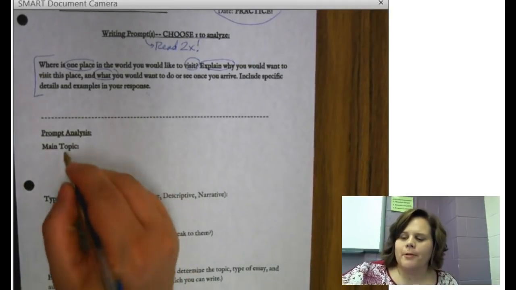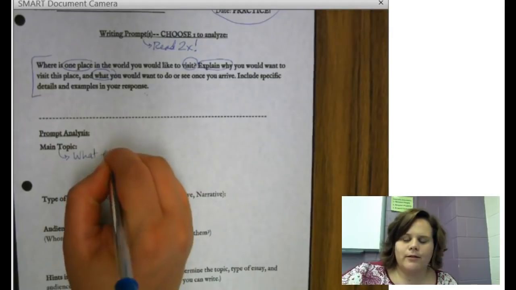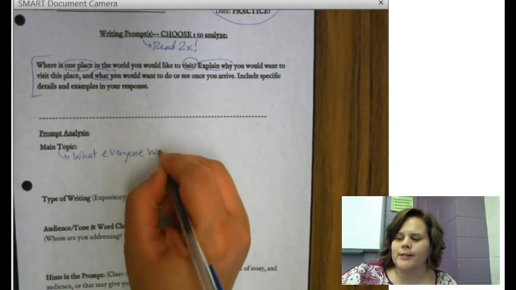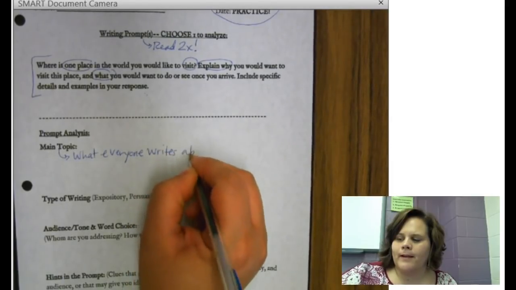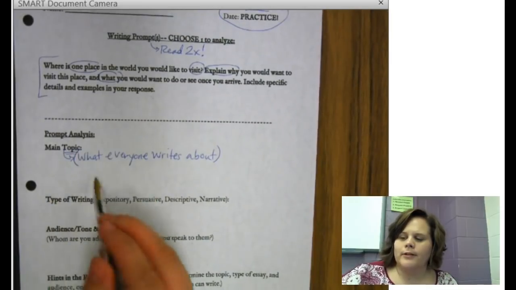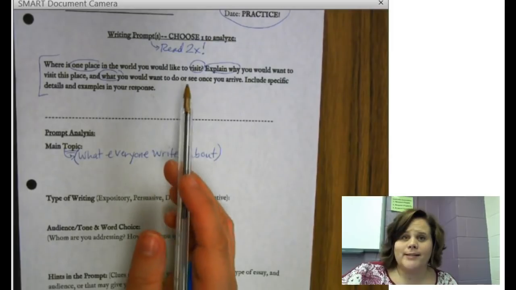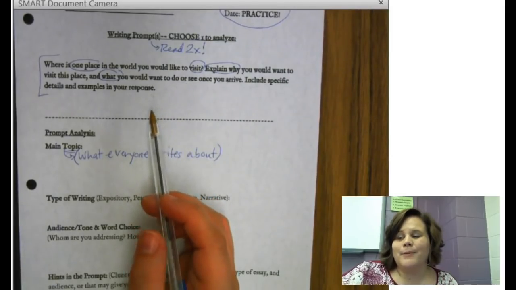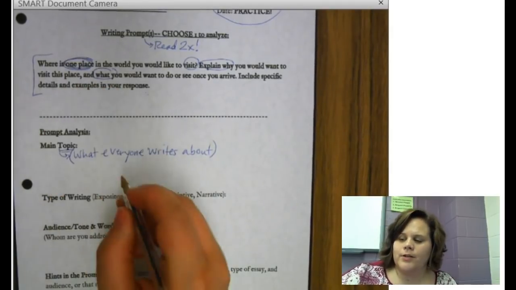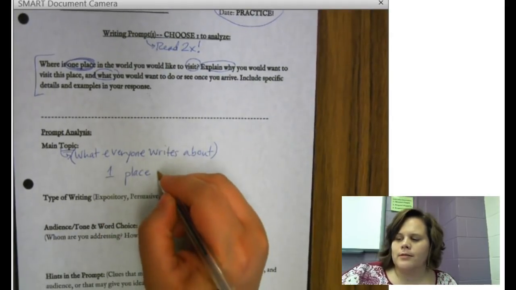Okay, so our main topic. A topic is going to be what everyone writes about. Not just you, but what everyone writes about. And if you read back through this prompt, it looks to me like everyone is supposed to pick a place to visit. How many places? And it says 1. So, one place to visit.